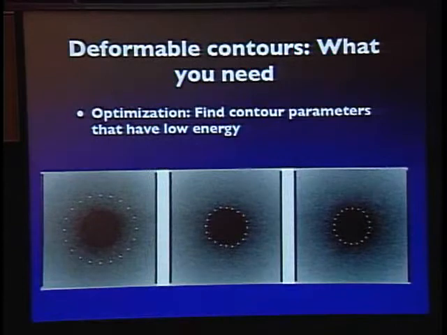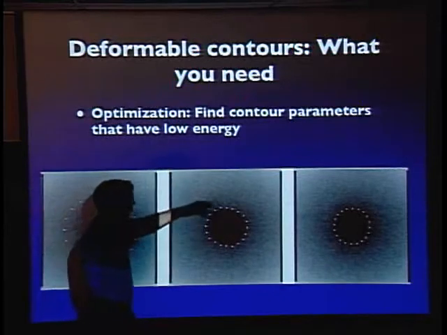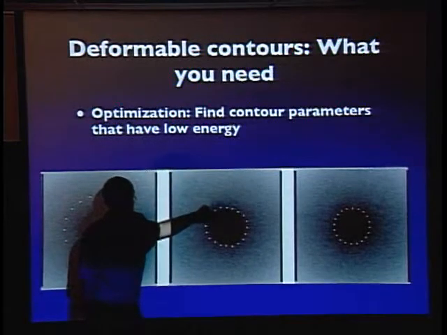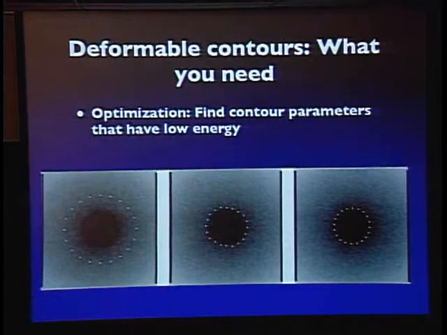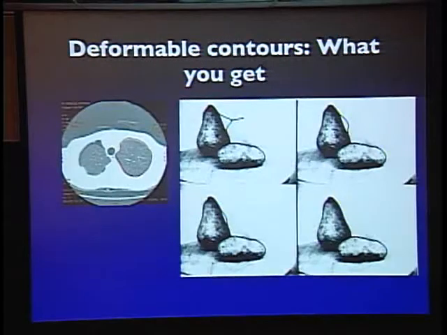However, just take it for granted that there are optimizers out there that can turn the crank, start with an initial set of contour parameters, such as is suggested here, and get you new contour parameters that minimize the energy. For example, if you have that kind of light to dark boundary energy. So, parameterization, energy, and optimizers. Here are the kind of results that you can get.